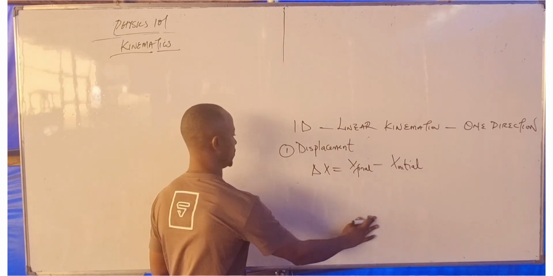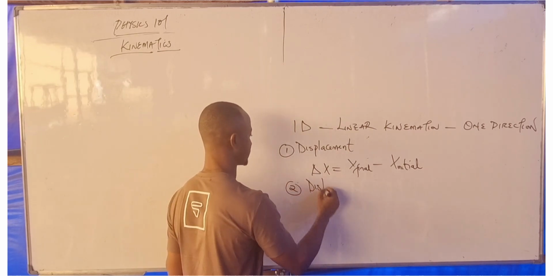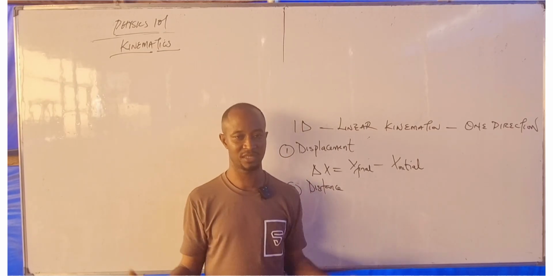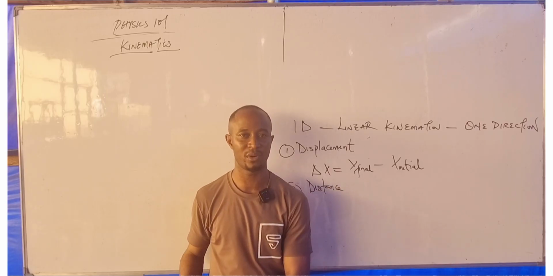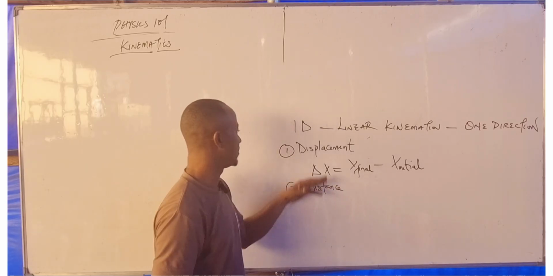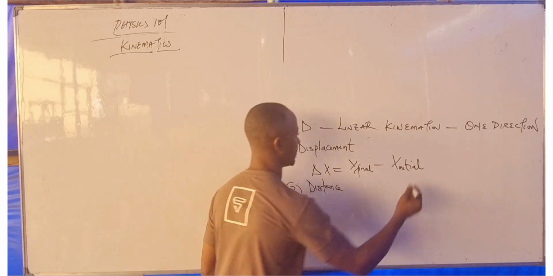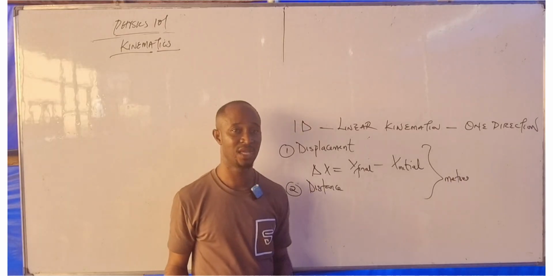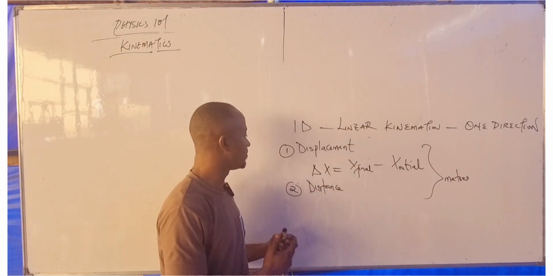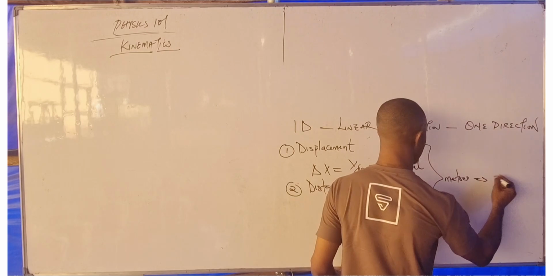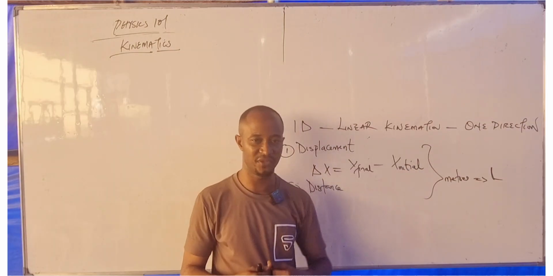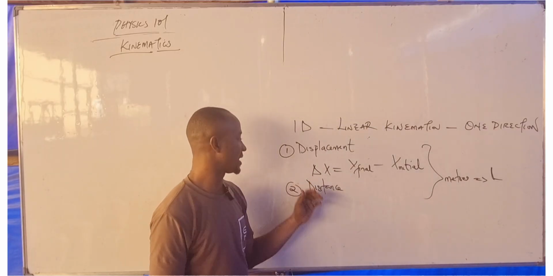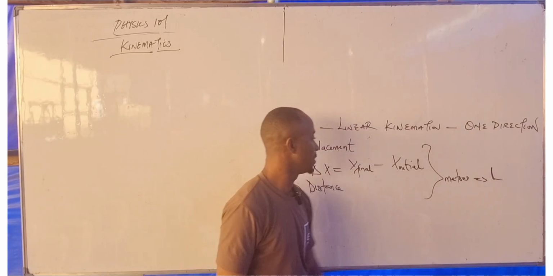The next concept is distance. Distance is the total length covered when the body moves from one point to another. Both displacement and distance are measured in meters, meaning they have the same SI units and the same dimension. The dimension for displacement and distance is simply capital L. Any quantity in physics whose unit is the meter has a dimension of capital L.